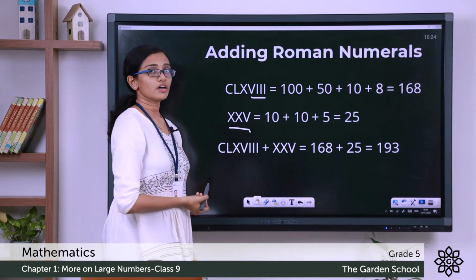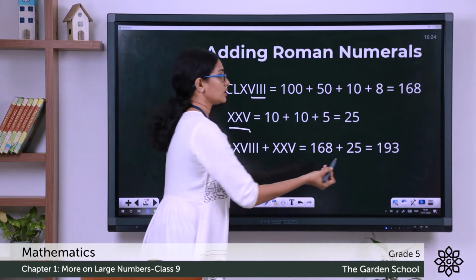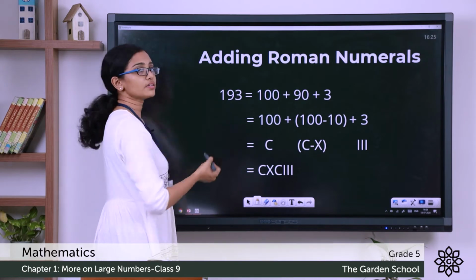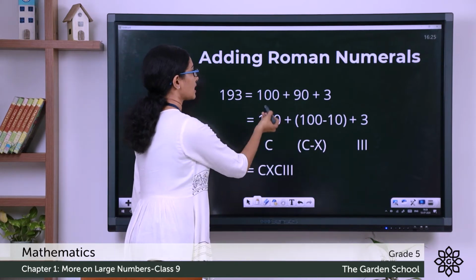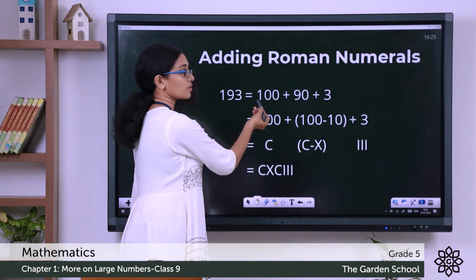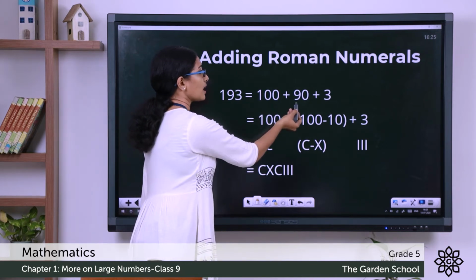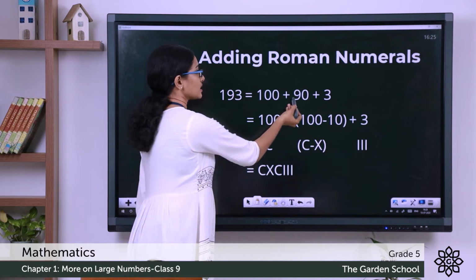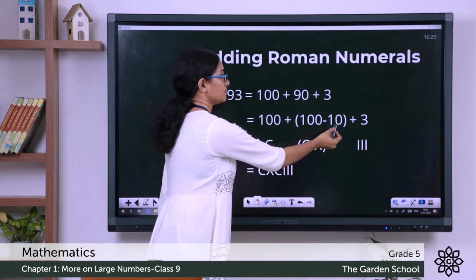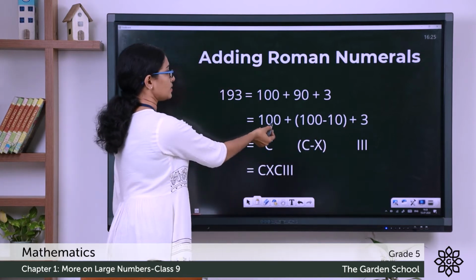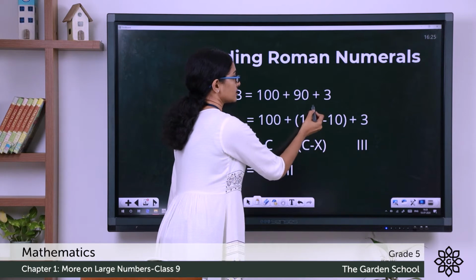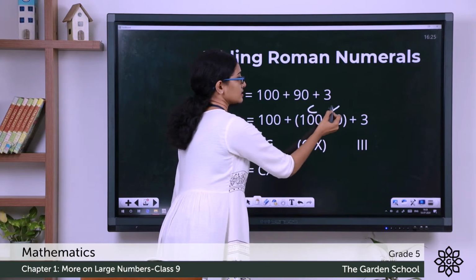Now let's find out what is a Roman numeral that equals this number. So 193 can be written as 100 plus 90 plus 3. We have a symbol or Roman numeral for 100, but we don't have one for 90. So let's rewrite 90 as 100 minus 10 plus 3. So 100 is for C. 100 minus 10, here it is C and this is X.